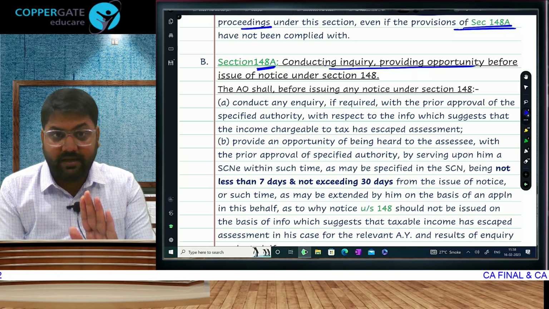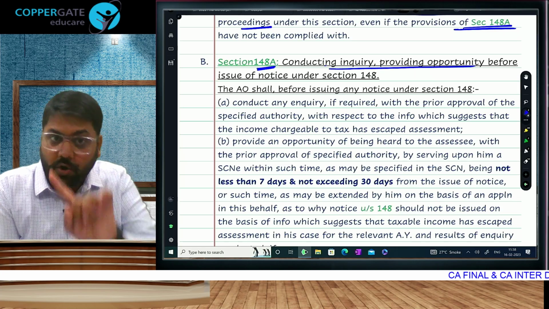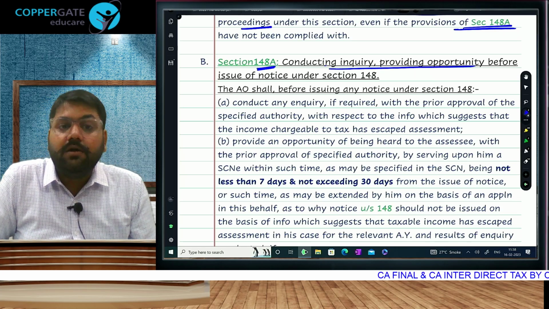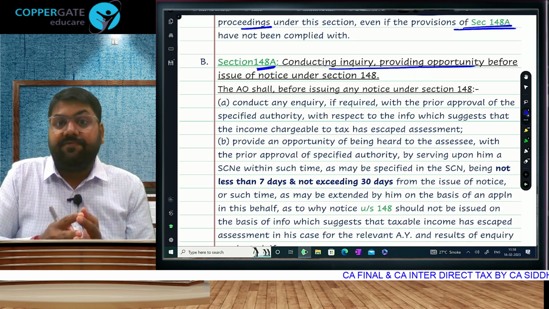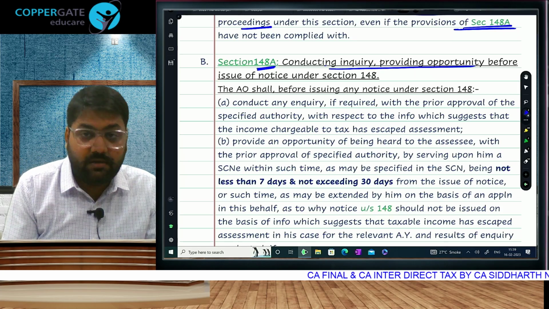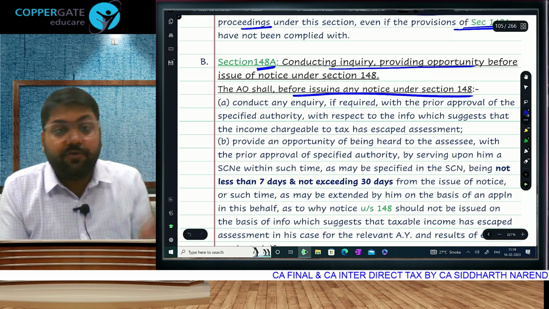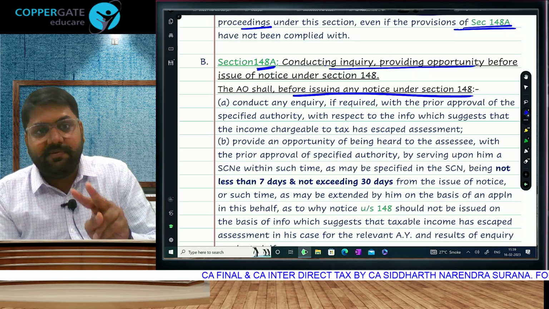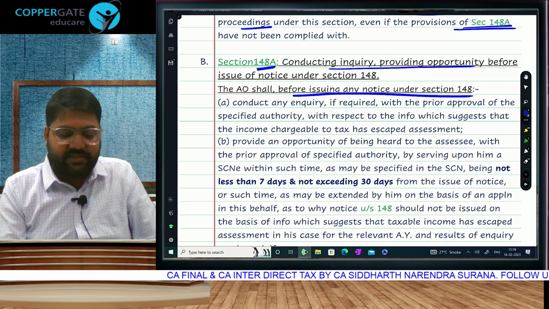Matlab, let's be clear that 147 ka order will be the last step. Before the order, we obviously know that there is always going to be a notice, because notice will open and order will close, but this is going to be done before the notice. So if you understand the chronology, first it will be 148A procedure, then it will be 148 notice, and finally it will be 147 ka order.